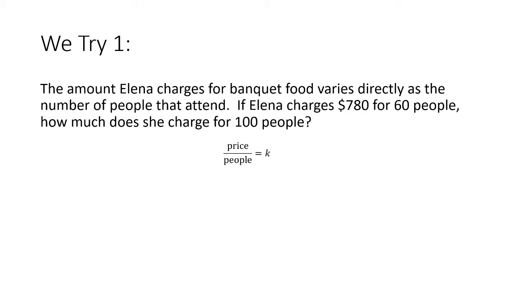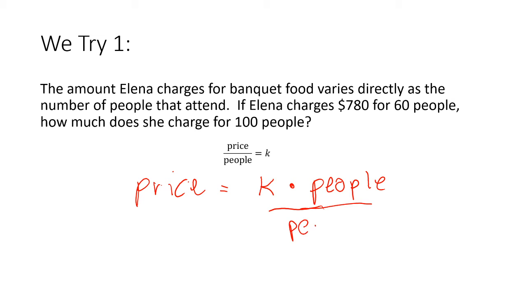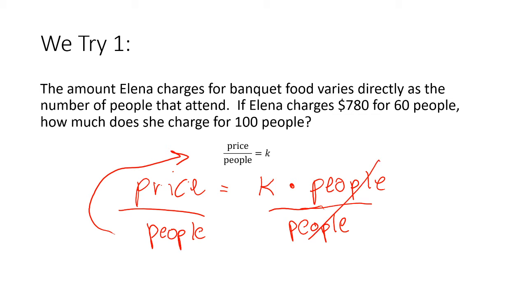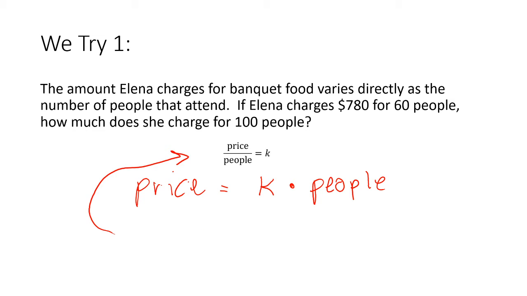We can do that by setting our equation. So our price is going to be equal to the rate per person times the number of people. I can divide both sides by people. And that's how I get this equation for the constant of proportionality. So now, once we find the constant, let's use our equation to solve the question.